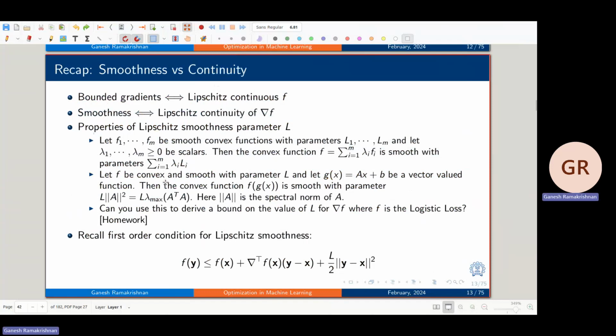You can also show that the convex function f of g(x) is smooth with parameter L times norm of A squared, when g(x) is Ax plus b. Okay, if you use a linear transformation on the argument of a function, then the norm of the matrix associated with the linear transformation will need to be multiplied with the smoothness parameter. This norm is basically a spectral norm. So you can think of how to derive a bound on the value of L.